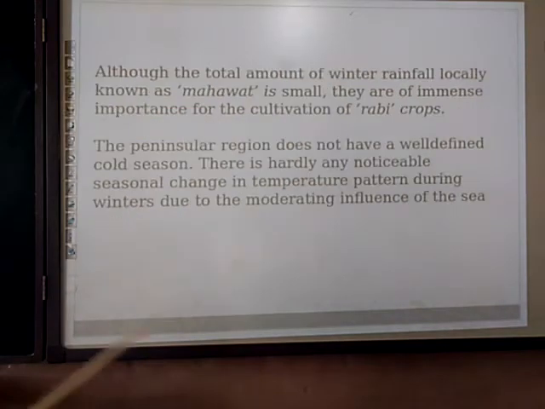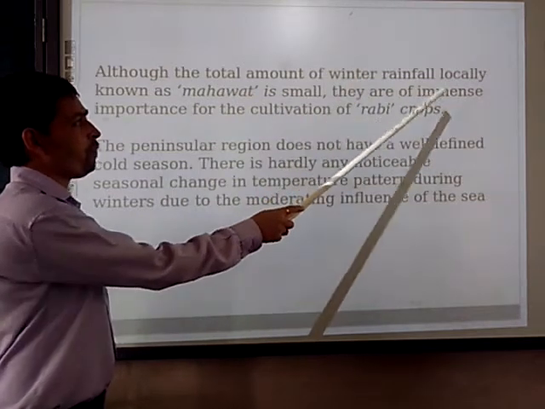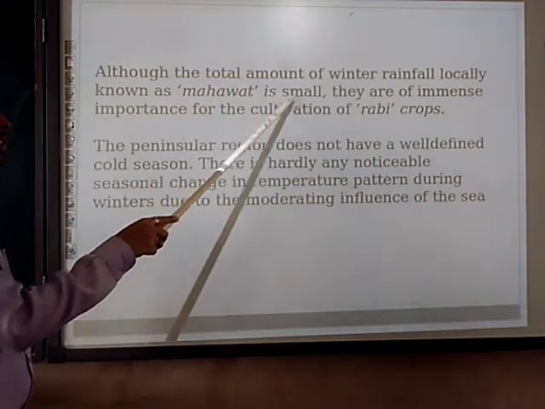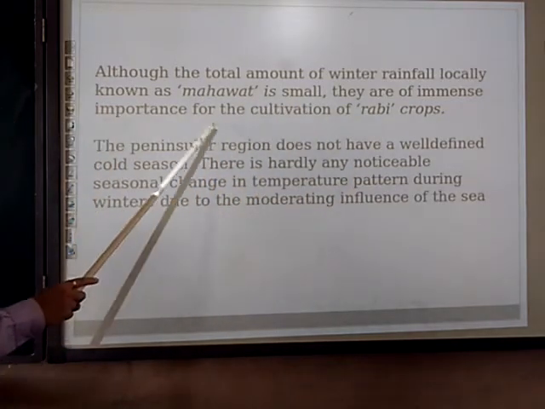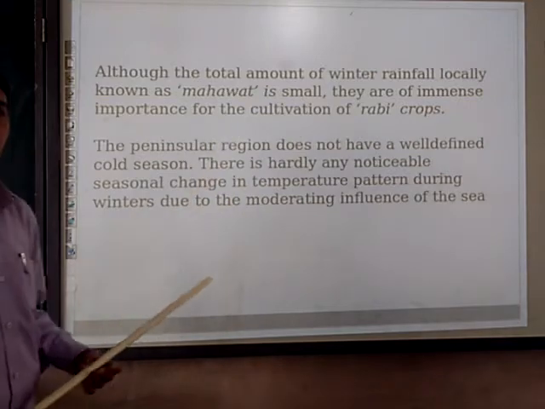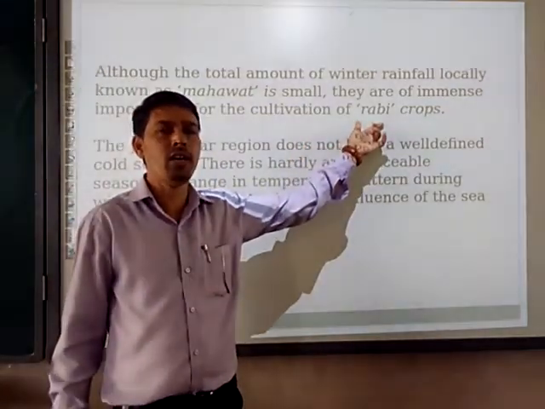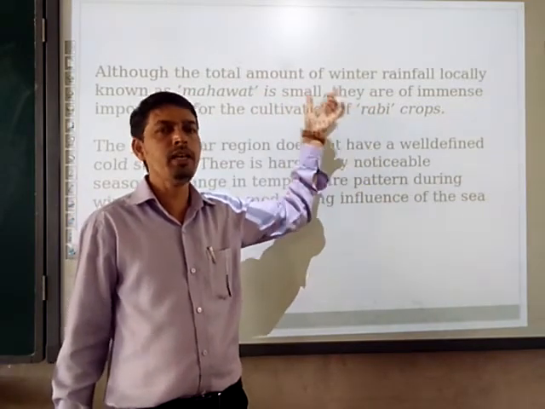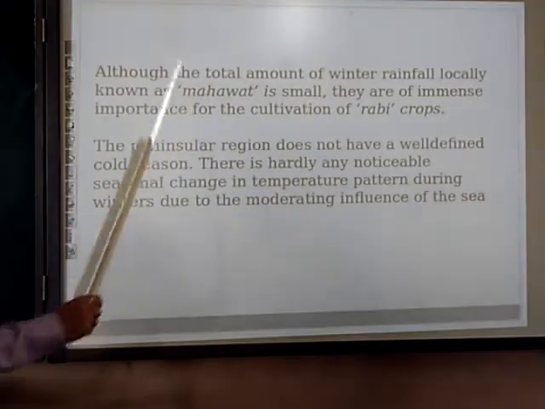Next, although the total amount of the winter rainfall, locally known as Mahabar, is small, it is of immense importance for the cultivation of Rabi crops. The crops which are grown in the winter season are called Rabi crops, and that rainfall is going to benefit these crops, and that is called Mahabar.